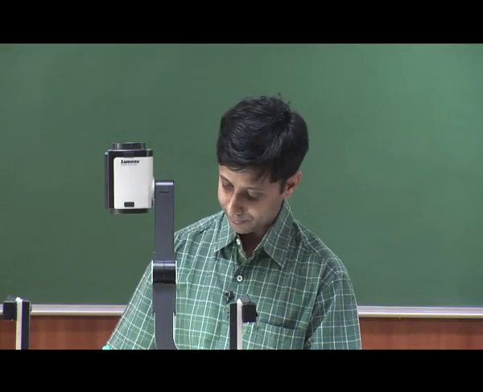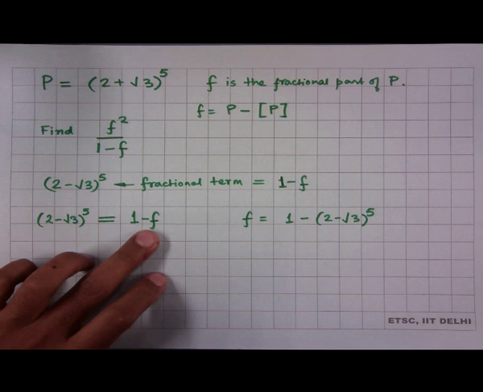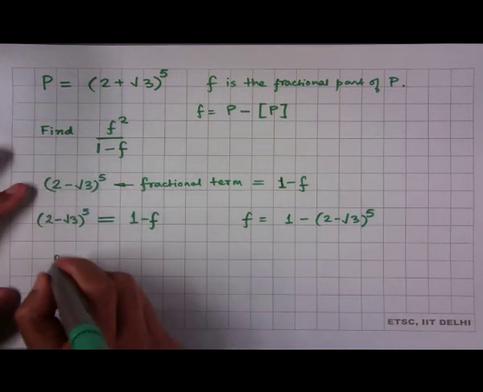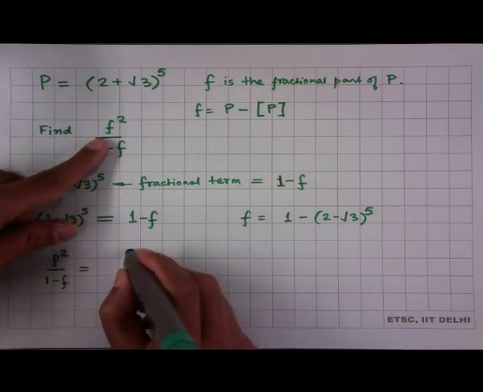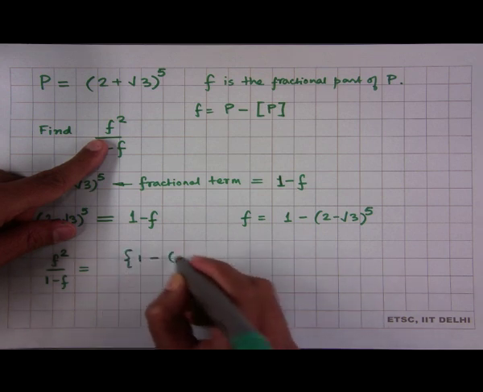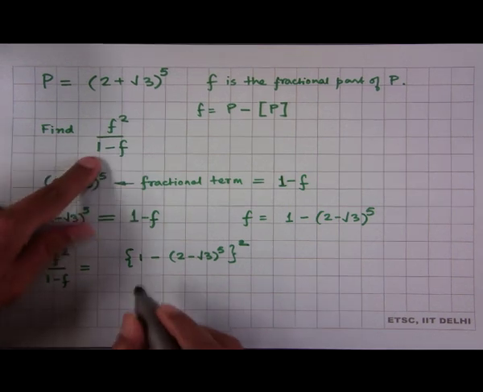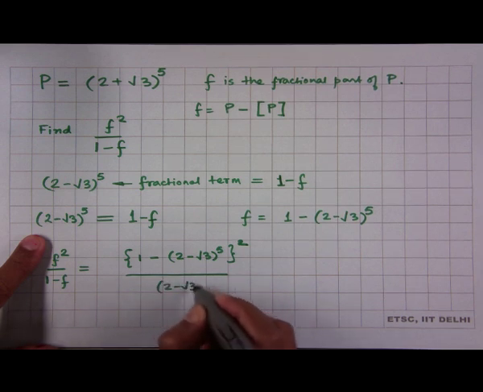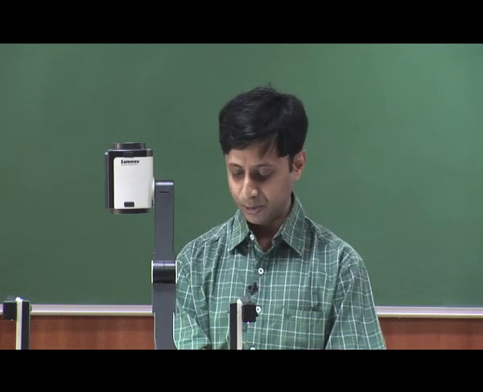So, then what is f? Okay. And then you have to find f squared by 1 minus f. f squared is (1 minus (2 minus root 3) whole power 5) the whole squared, and 1 minus f is nothing but (2 minus root 3) whole power 5. All right. And then what are you going to do? How will you solve this? How will you work this out?